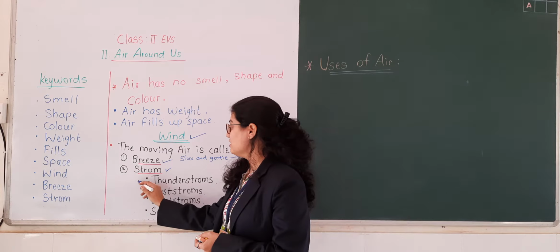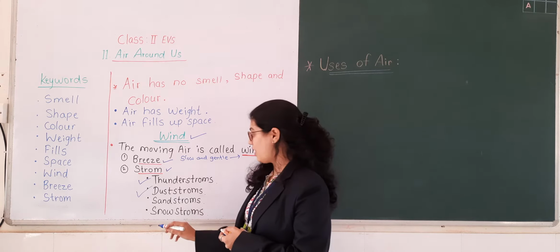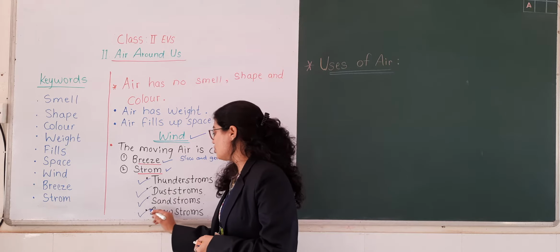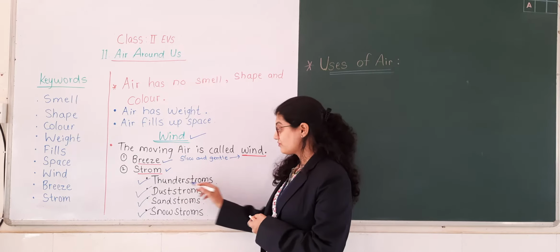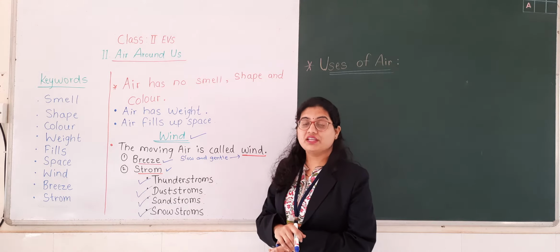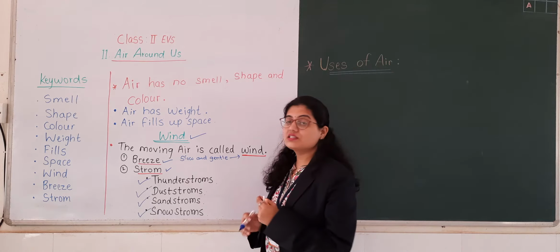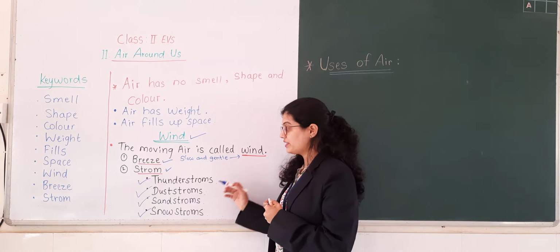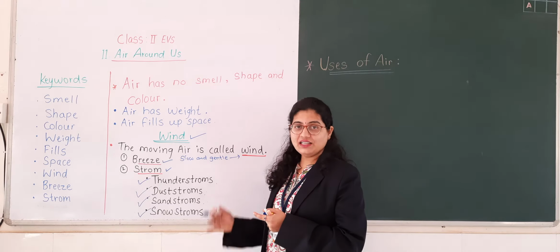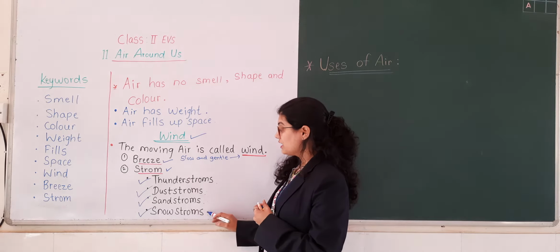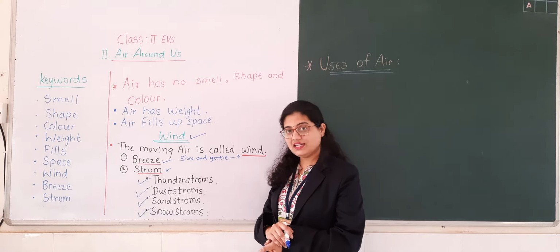The first one is thunderstorms, then dust storms, then sandstorms and snowstorms. These all bring something with them. The thunderstorm brings heavy rain, lightning and thunder with it. Dust storms bring dust particles with them. Sandstorms bring sand with them, right? And snowstorms bring snow with them, right?